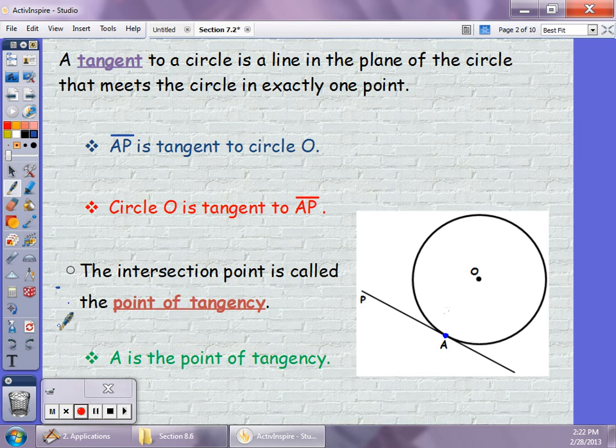A tangent to a circle is a line in the plane of the circle that meets the circle in exactly one point. If you refer to the diagram at the right, we can say that segment AP is tangent to circle O, or we could say circle O is tangent to line AP, or segment AP. The intersection point is called the point of tangency. So referring to the figure at the right, we could say that point A is the point of tangency between circle O and line segment AP.